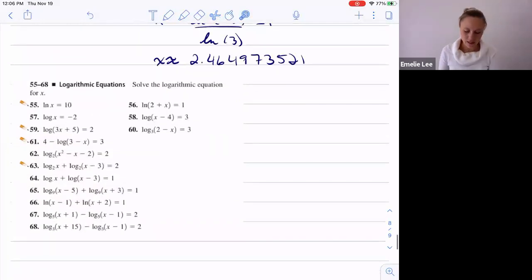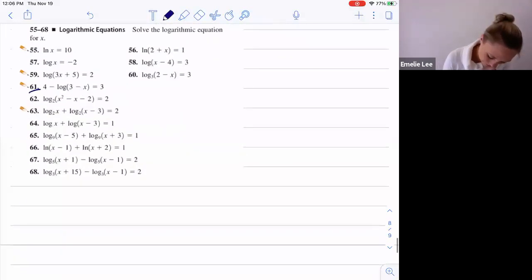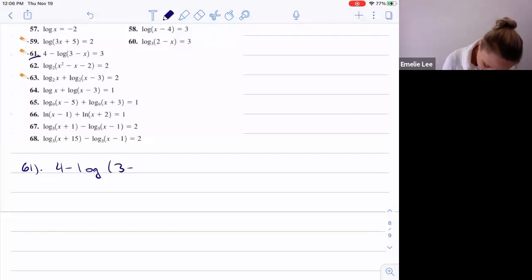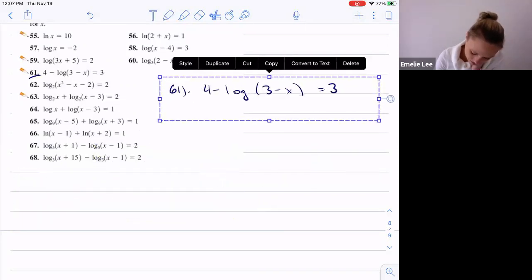So now I'm solving logarithmic equations for x. A lot of the time I have to use the log laws to combine these things, right? Or expand them depending on where I want to get my x to. So let's see here. Let's do 61 together. 61 is 4 minus the log, the common log, because it doesn't say what base it is, base 10. So the log of 3 minus x equals 3. And maybe I'll put it over here so it stays on the same page.